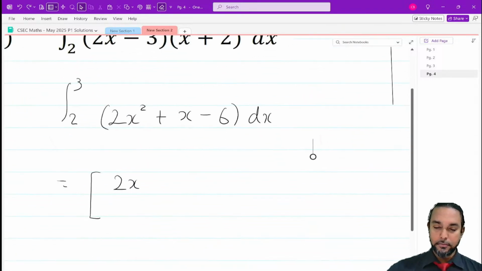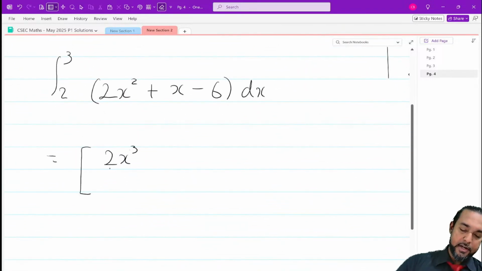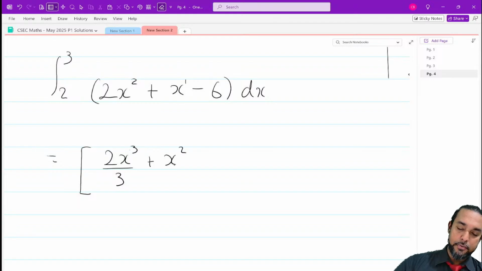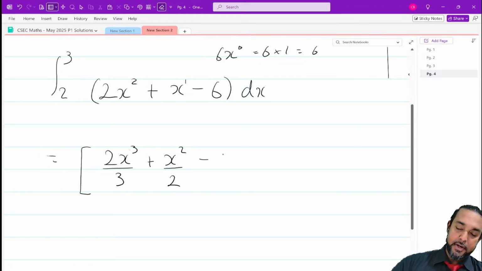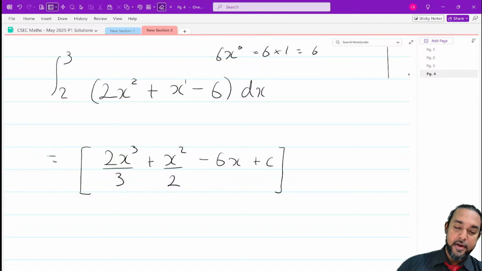Whoops, sorry. And we divide by the new index. Here the index is 1. When you increase that by 1, you get 2, and we divide by the new index. With the constant, technically it's 6 by x to the power 0, because that's 6 by 1, and then that's just 6. So you're just going to get minus 6x. And I mean, you can put the constant, but it's kind of irrelevant when you're using integration with limits.